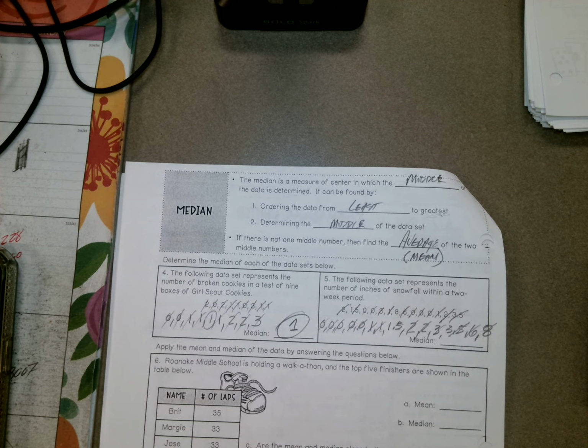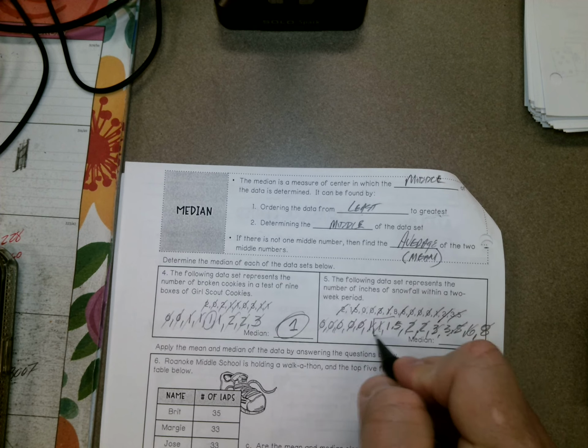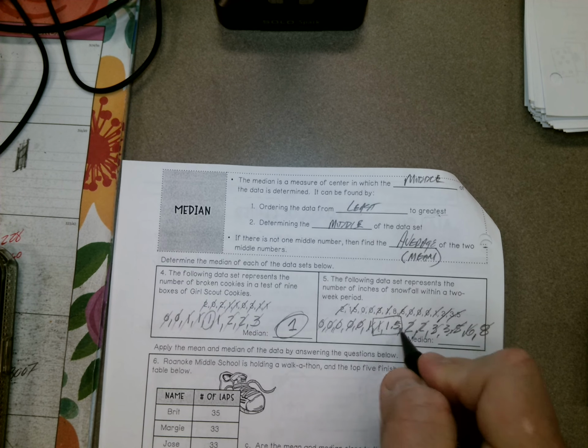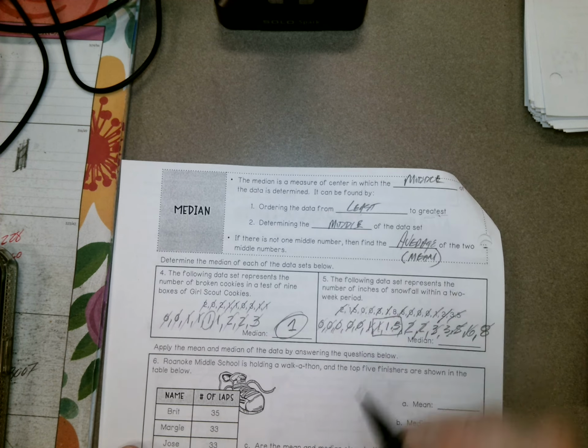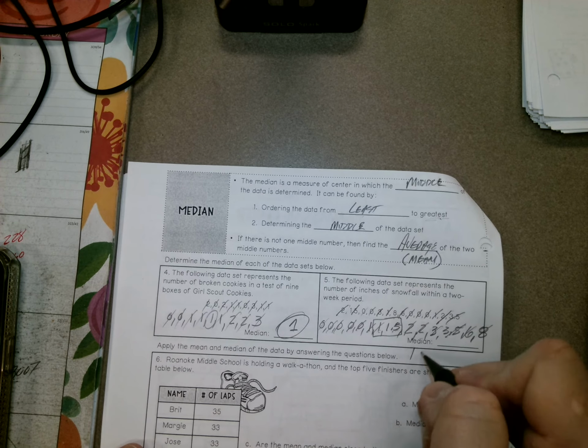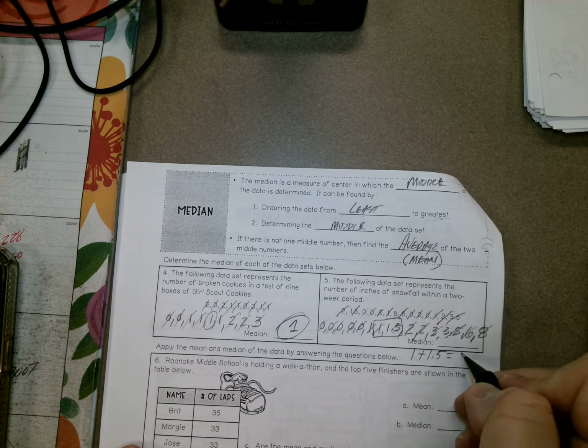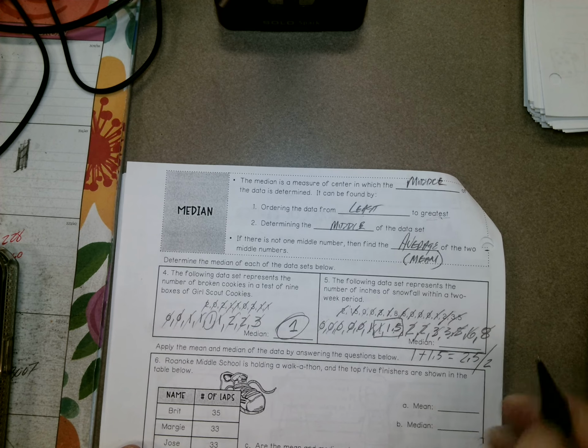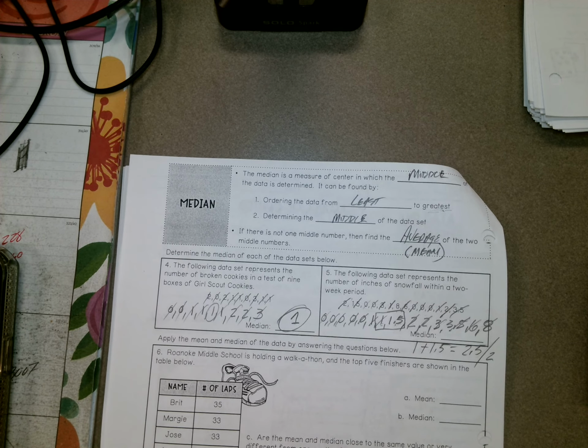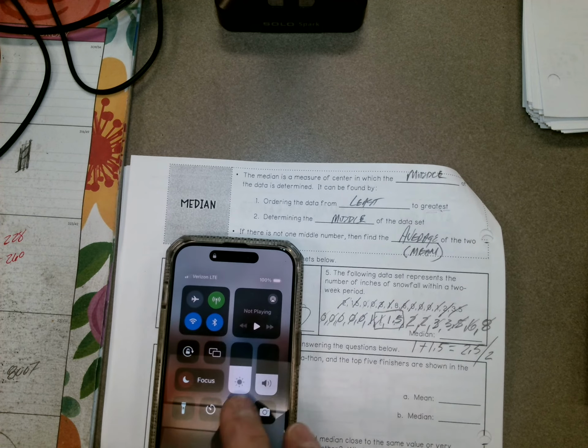Oh, I have two numbers in the middle. So this is a unique scenario, isn't it? So what I'm going to do is add those two numbers up, and I'm going to find the average of those two. So I'm going to say 1 plus 1.5 is 2.5. And then I'm going to divide that by 2. And if you wanted to see it, all right, we can do that real quick.